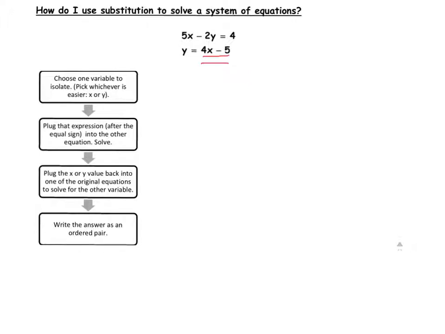So y is already solved for in the second equation. So this is nice. Now, what it means to substitute is, well, if y equals 4x minus 5, what that tells me is I can take that value of y and I can go ahead and put that into the first equation. So why is this helpful? Well, that's because now I can do 5x minus 2, but now instead of writing y in the first equation, let me use what y equals. Y equals 4x minus 5. And that equation is equal to 4.